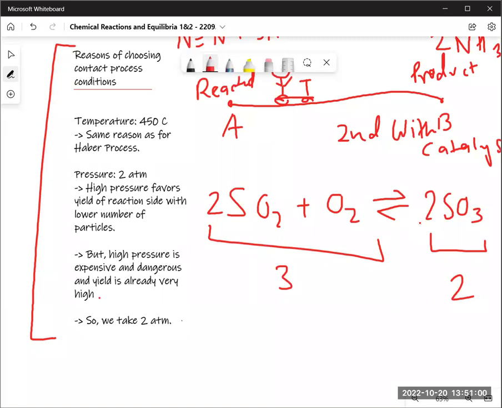Now, when you're done with this, the chapter will be over. There are a few more things which I'll give you as additional material, which are not really from this chapter. They're from environment, but they're usually asked with equilibria. Those are uses of SO2, uses of ammonia, uses of sulfuric acid. And then the chapter will be over. We start something more difficult in the next class.